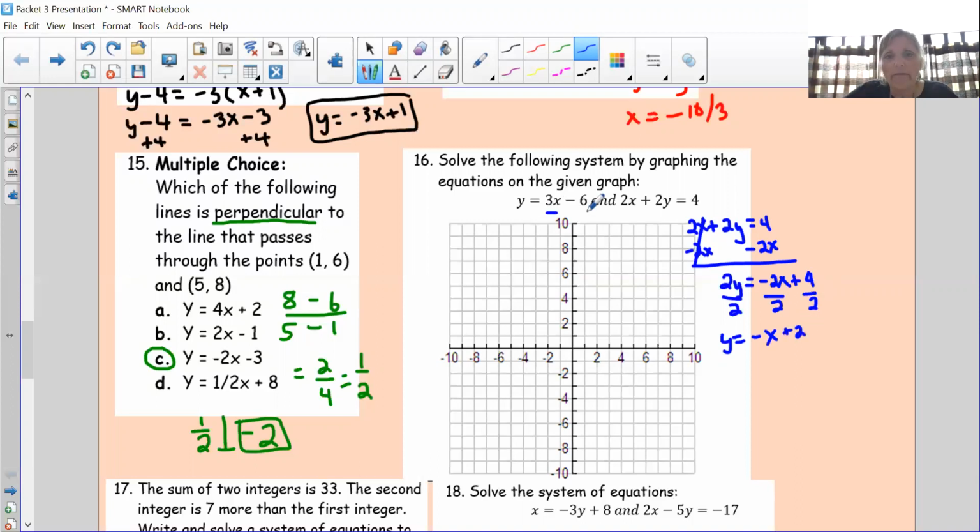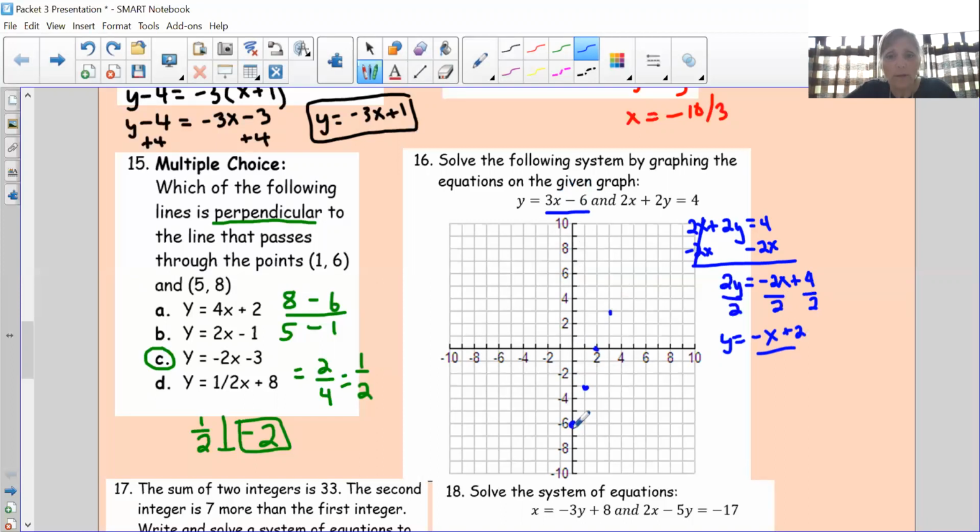So now I have this to graph and this to graph, and then I'm going to see where they cross. Okay, I'm going to go down 6 from the origin. 1, 2, 3, 4, 5, 6, put a dot. And then I'm going to rise 3, run 1. 1, 2, 3, run 1.